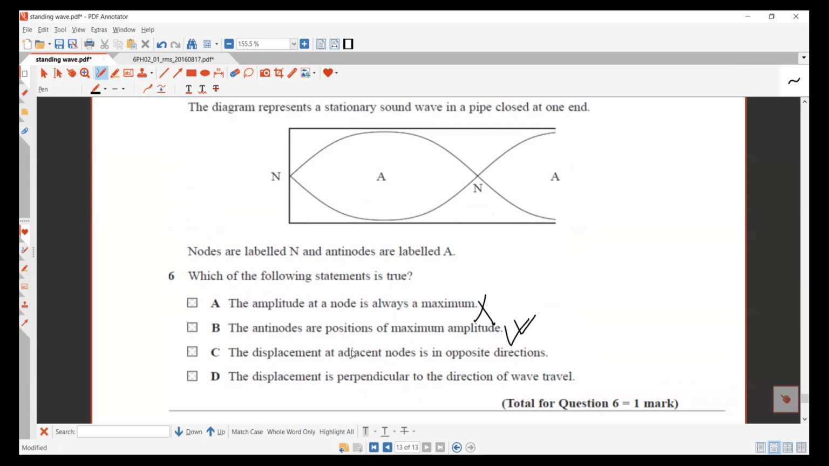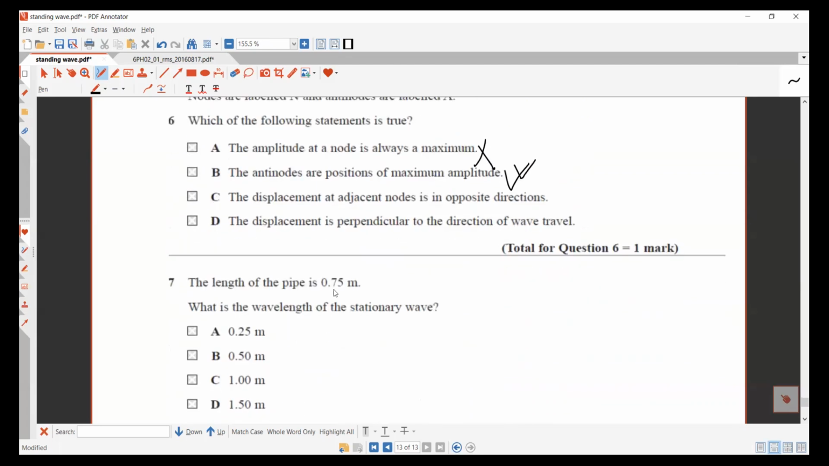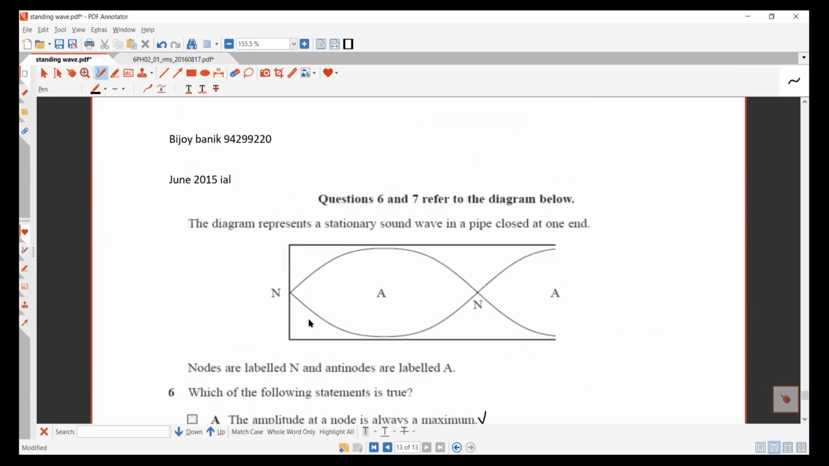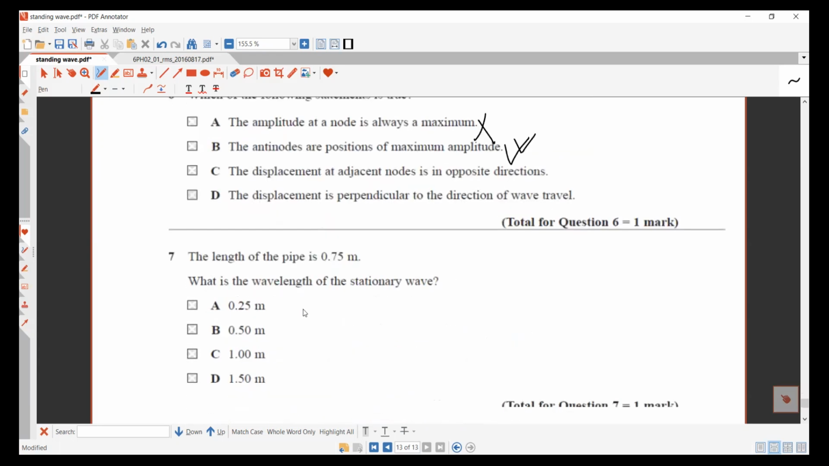Understood, everyone? Okay, now this one, they said the length of the pipe is 0.75, find the wavelength. If you see this diagram and if you remember my previous class properly, we know this is 3f0, right? So for 3f0, what is the lambda formula? Wait, let me pause the recording.